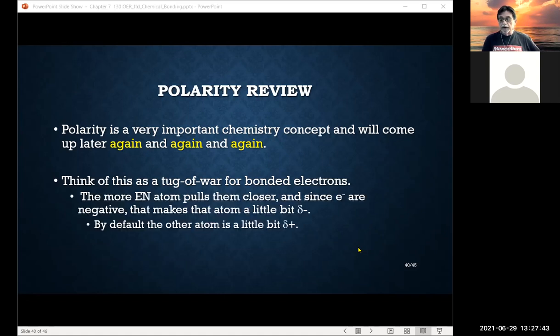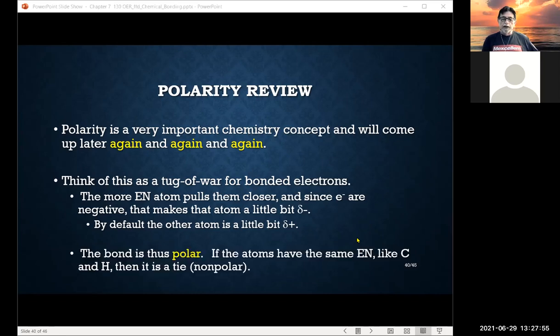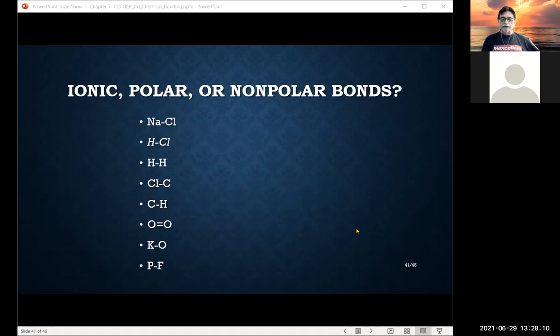And when the electronegativity is either the same or extremely close, we have an equal pull of those electrons. Okay, and therefore we have a nonpolar bond. If the electronegativity is unequal, we end up with a polar bond. Except, as we stated, the carbon-hydrogen bond.